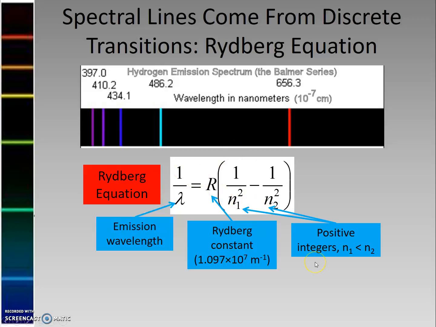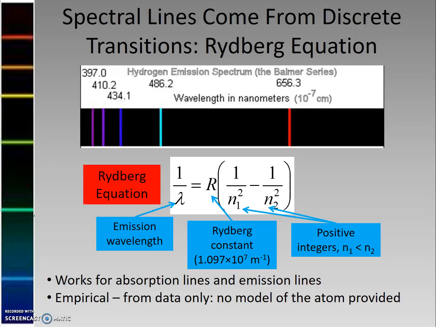And if I'm talking about emission, this n1 has to be a smaller number. Why? So that if I subtract 1 over, say, 1 squared from 1 over 2 squared, I get a positive number here. The goal is always to have a positive emission wavelength. So you do what you need to do to get a positive number. And it turns out for Rydberg that it works for absorption lines and emission lines. Makes sense. They were complementary anyway.